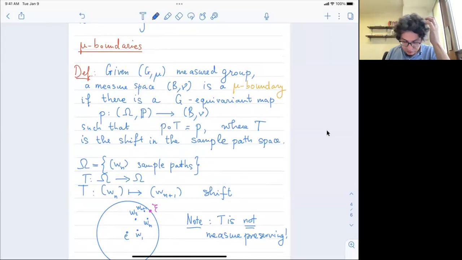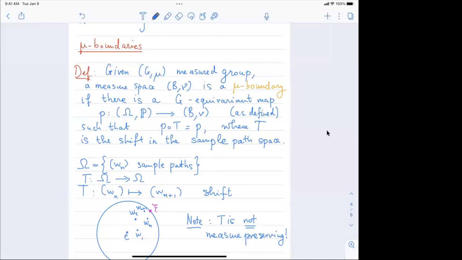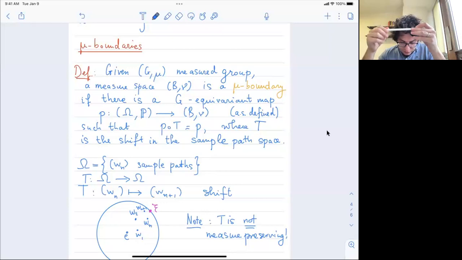Yeah, this map is almost surely defined. Shouldn't we always also check that nu is mu stationary? Right, so it follows, I think, from this: if the map is already G equivariant, then it follows from the properties of P that if you push it forward, you get it mu stationary.